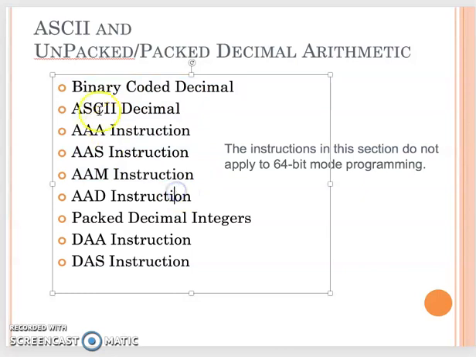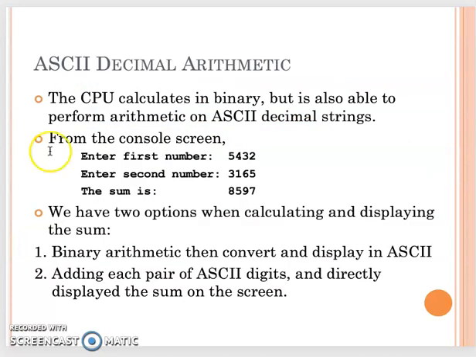There are 4 different instructions. We will introduce that. So the second video, we will talk about the packed decimal integer. Then we have 2 instructions to talk about. So the first thing, let's talk about how the ASCII value will do the calculation.